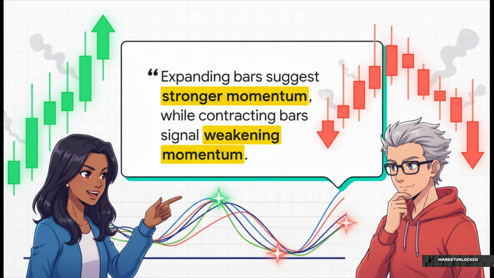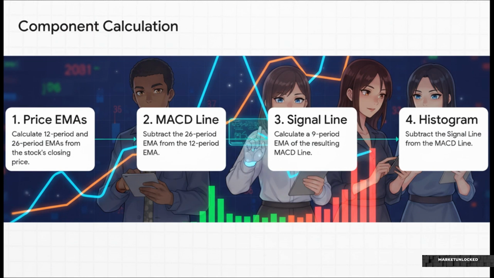A really great way to think about the histogram is like a car's accelerator. When you see those bars getting bigger, it's like the foot is on the gas. Momentum is strong. But when they start shrinking, the foot's easing off, and that trend might be running out of steam.